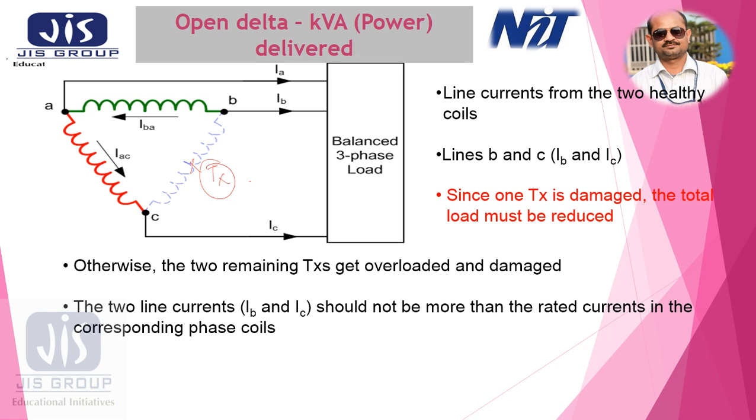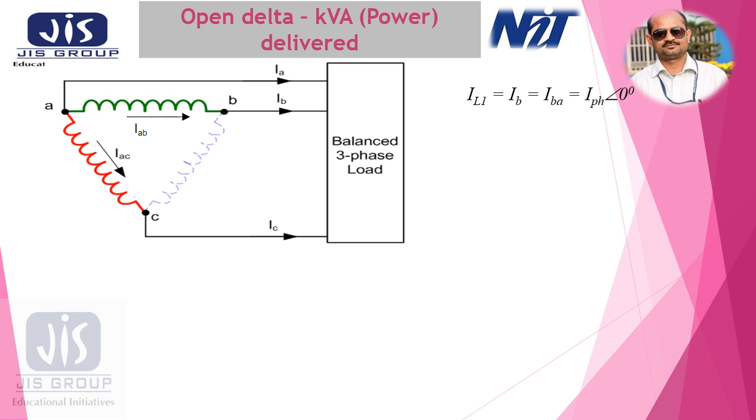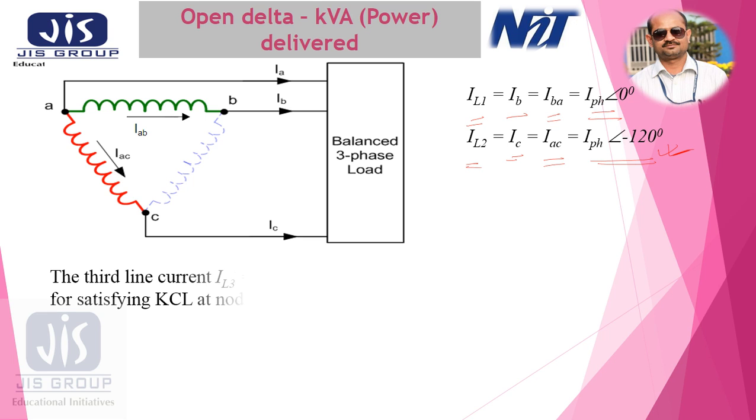So this two line current IB, IC should not be more than the rated current in the corresponding phase coil. Otherwise B and C will get damaged. So this is my IB equals IL1 equals IBA equals I phase angle 0 degree, and IC equals IL2 equals IAC equals I phase angle minus 120 degree. Balanced current it is drawing, I have just mentioned. So the third line IL3, that is IA, must be equal to minus IB plus IC using KCL.